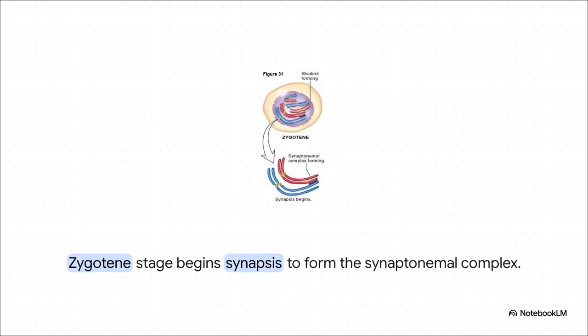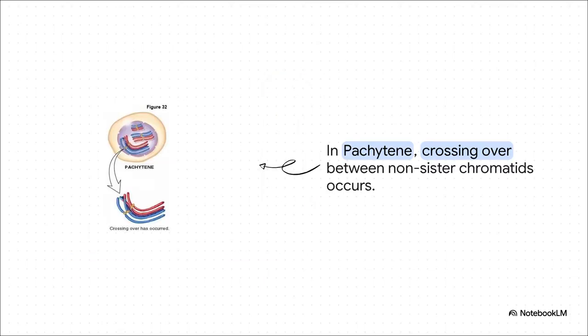Then we move into zygotene. This is where synapsis officially begins. A specialized zipper-like protein structure, called the synaptonemal complex, starts forming. Think of it as biological Velcro that physically grabs those homologous chromosomes and zips them tightly together along their whole length to form our bivalents. Once that zipper is fully closed, we are in pachytene.